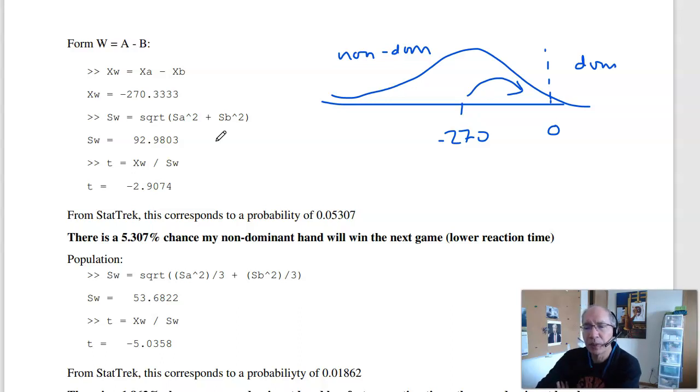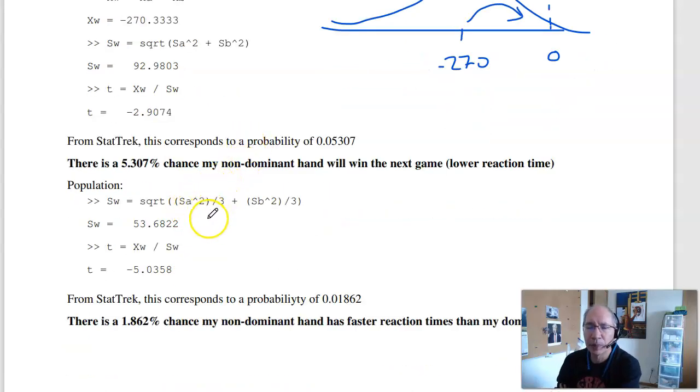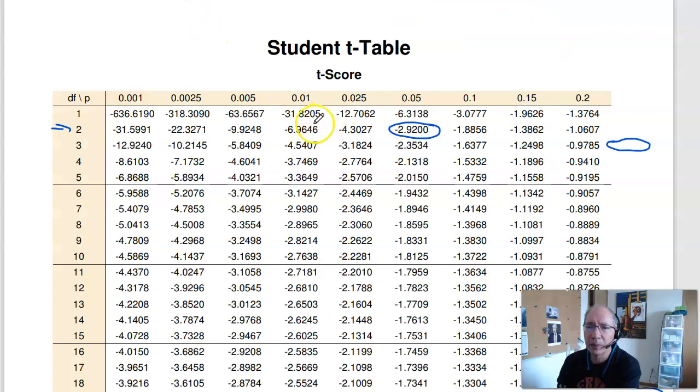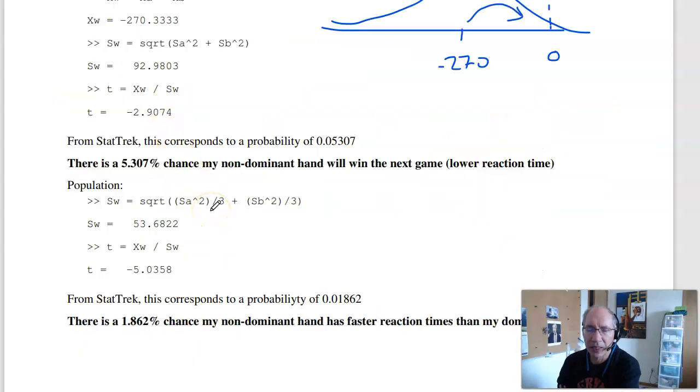For population, which hand is better overall? That's a population question. When dealing with populations, you divide the variance by the sample size. And now I'm 5 standard deviations out. Going to the t-table, 5 standard deviations is right around here, about 1.5%. Or using StatTrack, actually 1.8%. So there's a 1.8% chance my non-dominant hand is quicker than my dominant hand, or 98.2% chance my dominant hand is better.